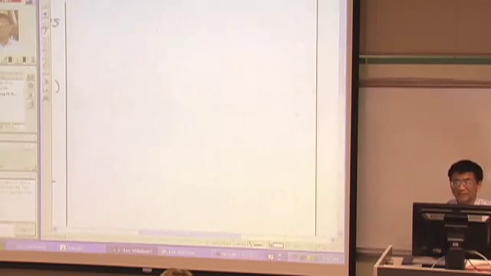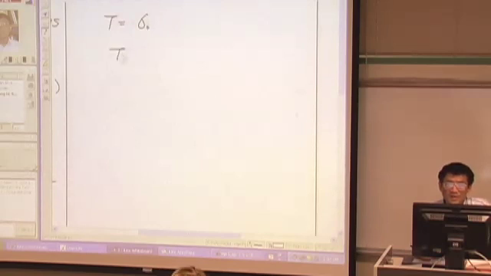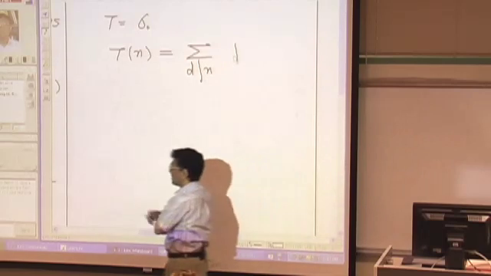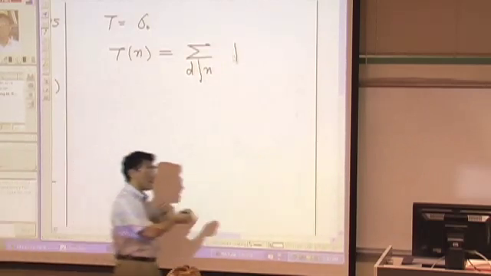So let's use this fact in the next example. I want to show that the function that I mentioned, the tau function or sigma 0 function of n, defined by the number of divisors dividing n. This is the tau function.